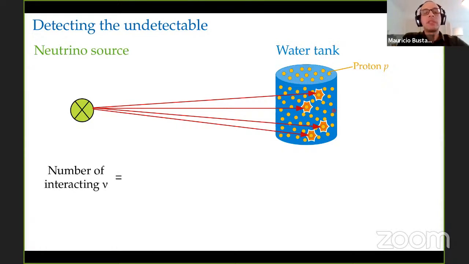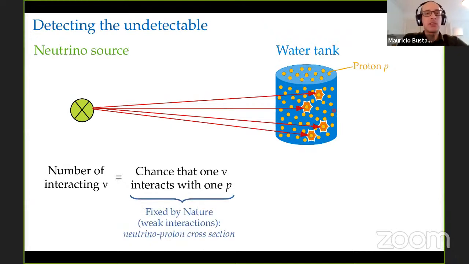So the number of interacting neutrinos in your detector will be a function of three quantities. The first one is the chance that one neutrino interacts with one proton, and that is just fixed by nature. That's the neutrino-proton cross section. And that's given by the weak interactions and by our knowledge of how quarks and gluons move around in a nucleon, which, for those of you that have heard about this, are encoded in parton distribution functions that are inferred from lepton scattering experiments.